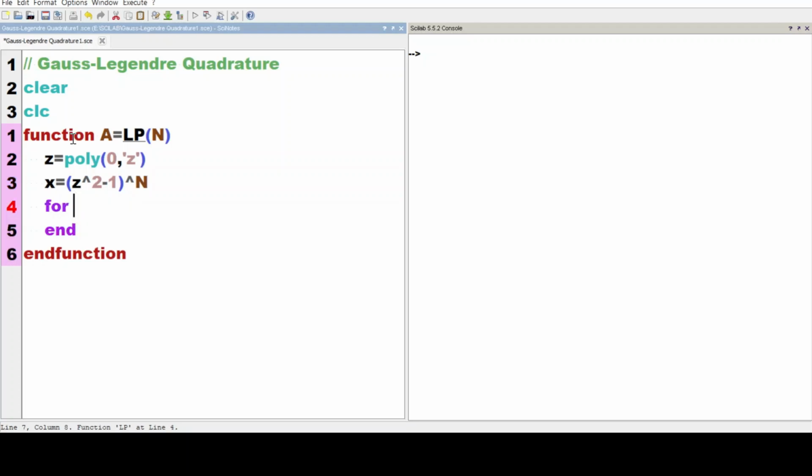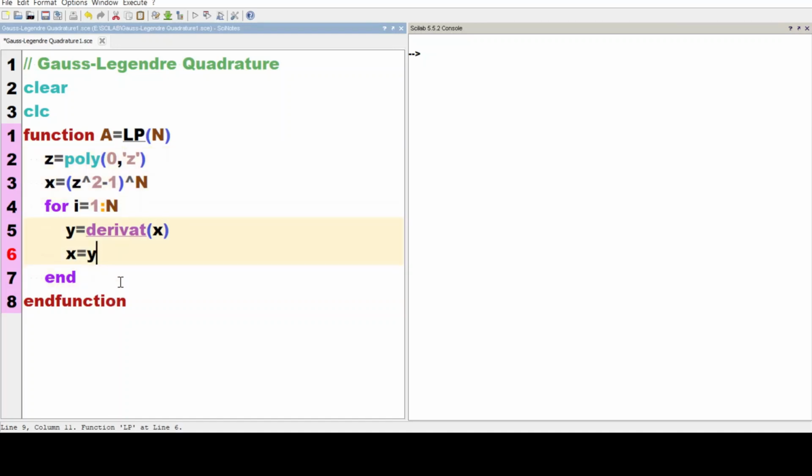Now we start a for loop. I is equal to 1 to n. Here we write y is equal to derivative x, x is equal to y, and now we write a is equal to x divided by 2 raised to n and factorial n. That's it.